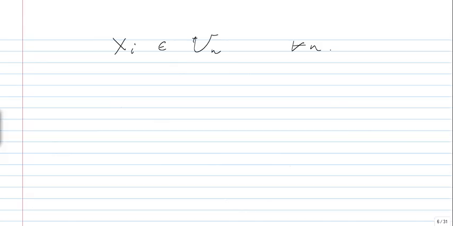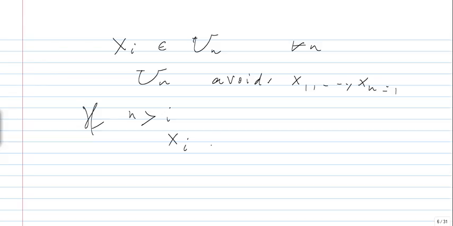But this is not possible. Why? Because the way we build U_n, this U_n avoids x_1 all the way to x_{n-1}. Okay, the way we build it, it avoids all of them. So if n is greater than i, then x_i is not in U_n, which is our contradiction. And therefore your set P cannot be countable, so it is uncountable.